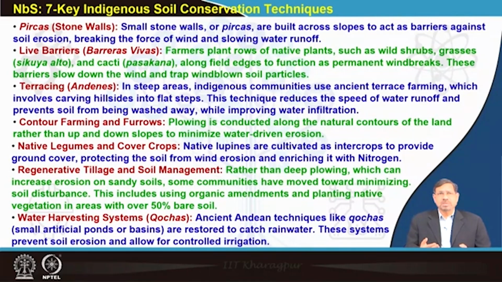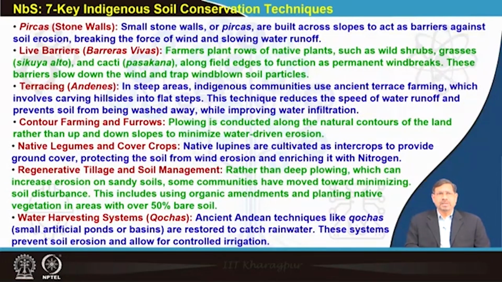As we discussed for terracing, in steep slopes these communities use ancient terrace farming, which involves carving hillsides into flat steps. This technique reduces the speed of water runoff. A faster runoff gets a break, and this prevents the soil from being washed away, thereby improving water infiltration into the ground.